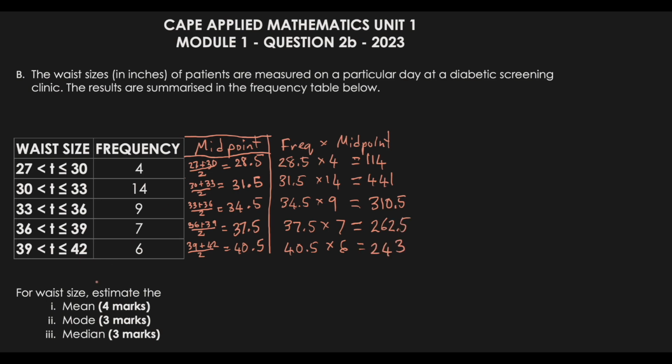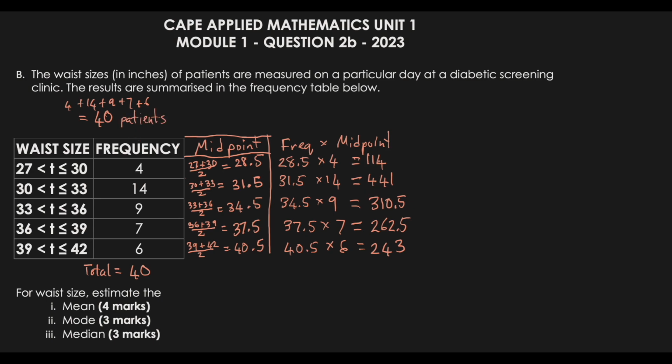So now we have to find a total of these. If we add up all of these here for the total, so 4 plus 14 plus 9 plus 7 plus 6, this would be 40. So right here we have 40 patients that participated.